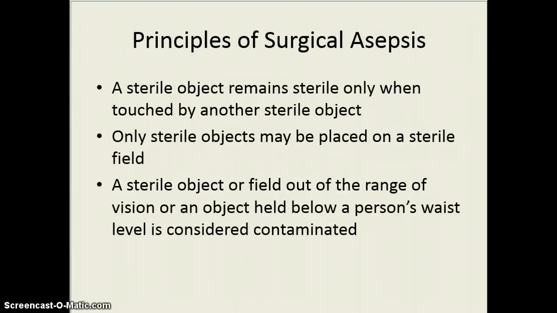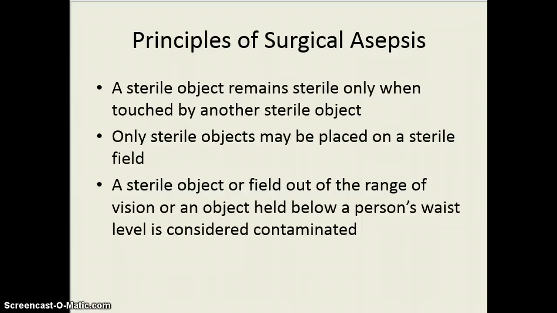When we look at sterile asepsis, some of the principles are that something only remains sterile if it's touched by something that's sterile. So if your gloves are sterile, you can touch your hands together with the sterile gloves because they are both sterile. But if you would rub your eye and then touch your gloves together, you've now contaminated both gloves. You can only put it on a sterile field.